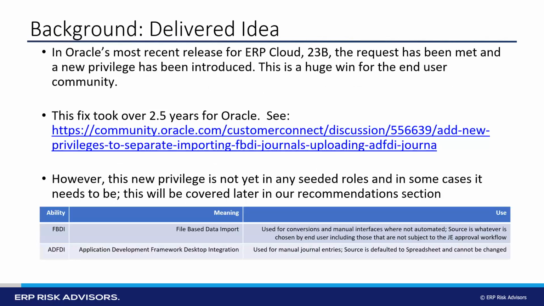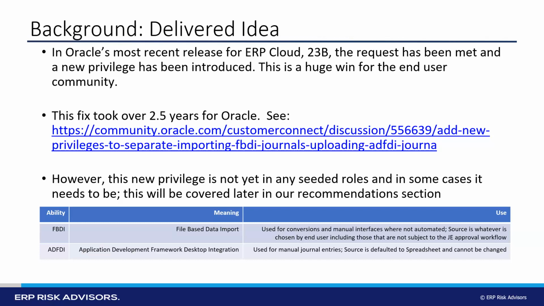So the background on this, the delivered idea we're going to talk about in 23B, we finally see a new privilege provided by Oracle that can be used to fix the gap. And the gap is that there is a privilege that allows somebody to do a journal entry, and at the time they are doing the journal entry, they could effectively use an FBDI template. And when I talk about a template, that is the spreadsheet import process, or they could use an ADFDI template. So this is a huge win for the end user community.